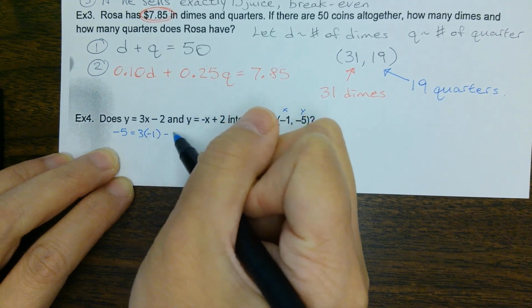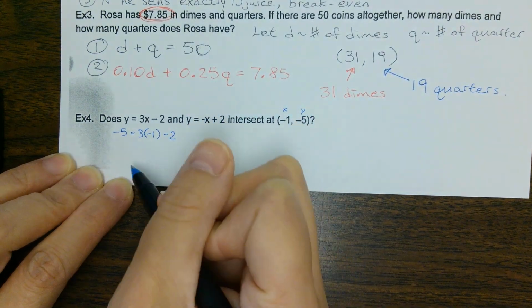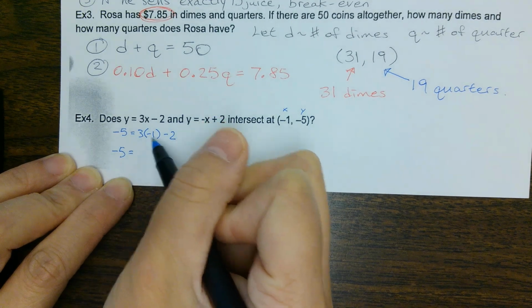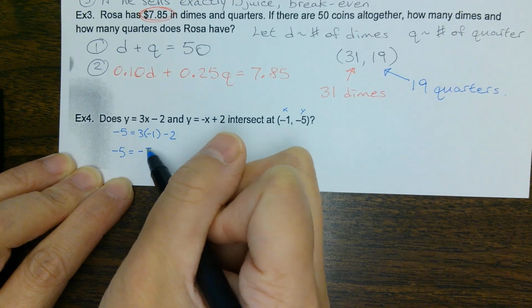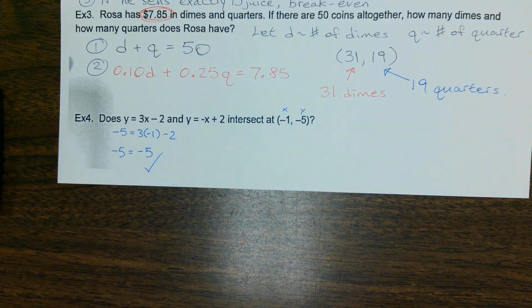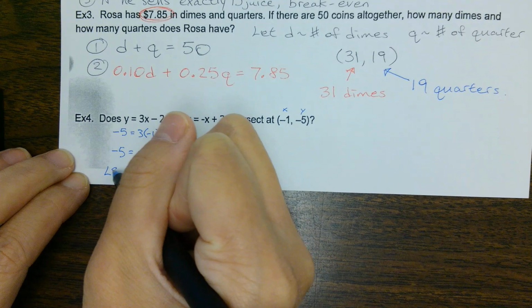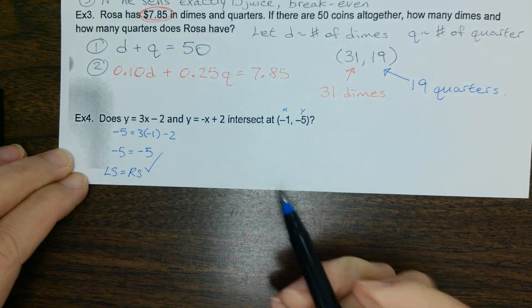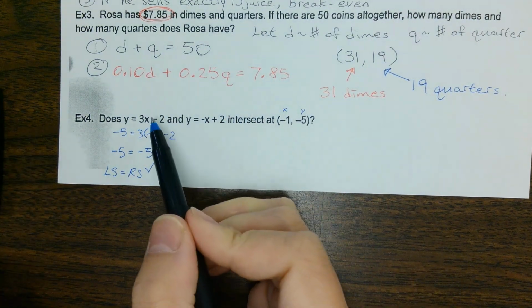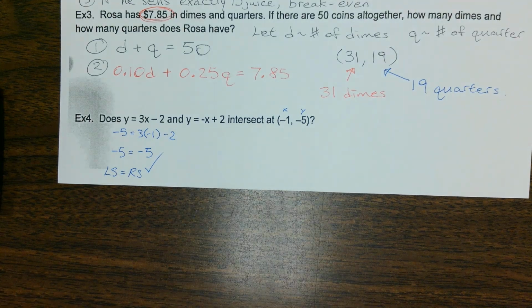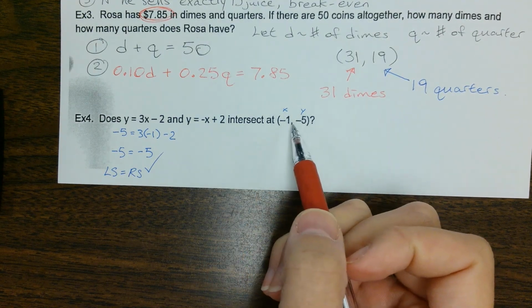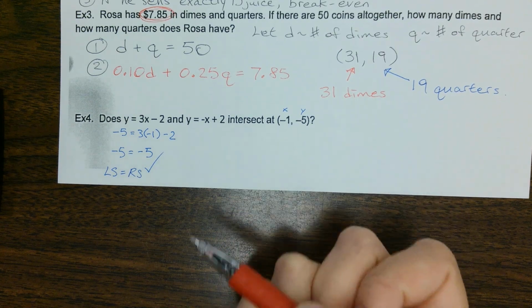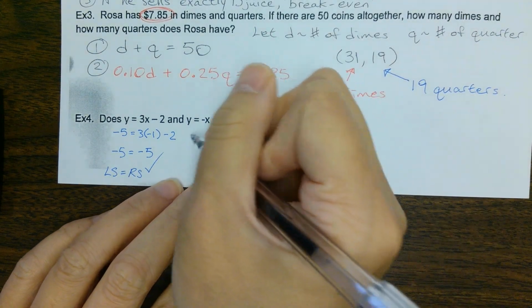Negative 1 minus 2. So 3 times negative 1 is negative 3. Negative 3 minus 2 is negative 5. So left side equals right side. So it means this point is a point on this line. Okay? But that doesn't mean they have to intersect. If this point is also on this line, then it means they intersect. So I have to check here as well.